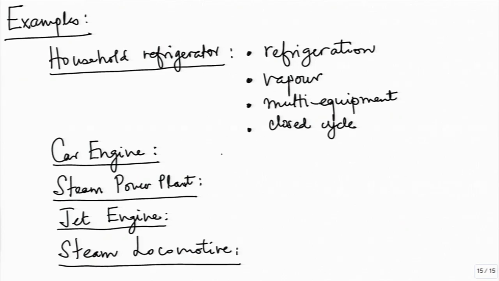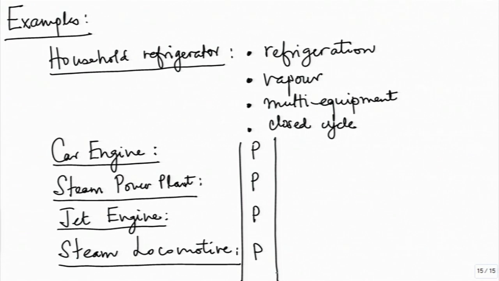So I am back and let us see what the classification is. Okay. All are power type. So power cycle, power cycle, power cycle, power cycle. When it comes to internal combustion, external combustion, well, car engines we know is internal combustion. Steam power plant we know is external combustion. Jet engine is internal combustion and steam locomotive external combustion.